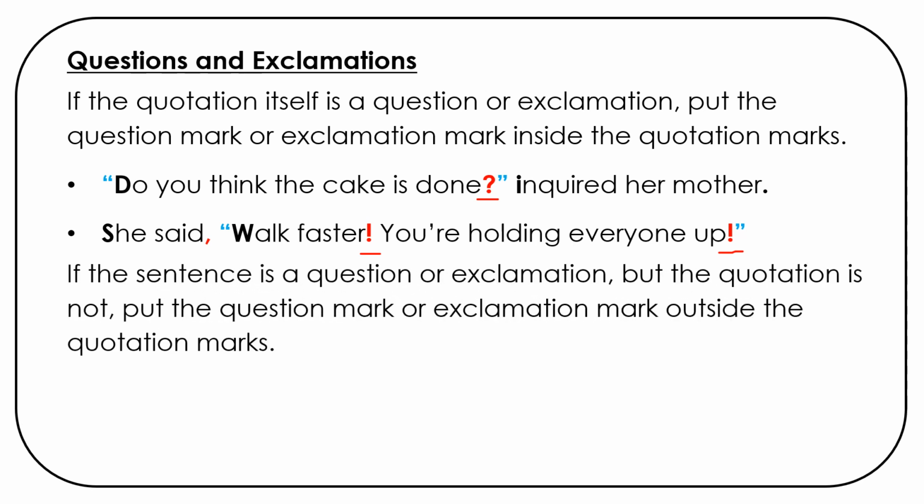If the sentence is a question or exclamation, but the quotation itself is not, put the question mark or exclamation mark outside the quotation marks. Did she say, "I'd like the hamburger"? So the person is asking if the person wanted a hamburger, but the actual quote is not a question, so the question mark goes on the outside of the quote.